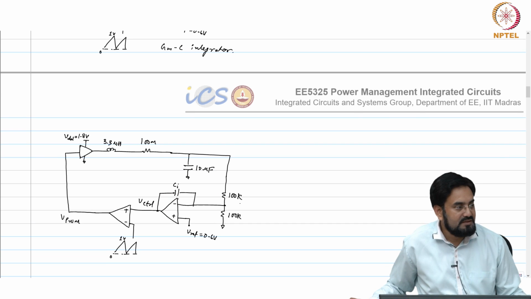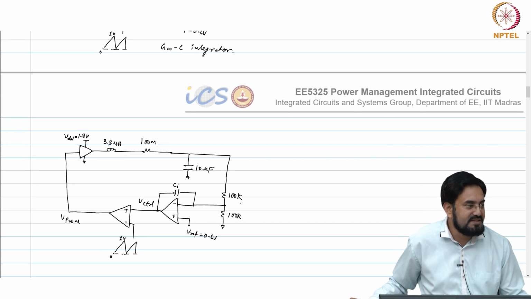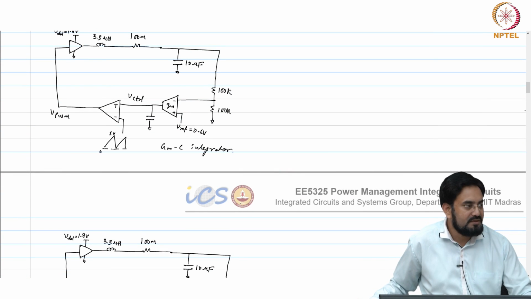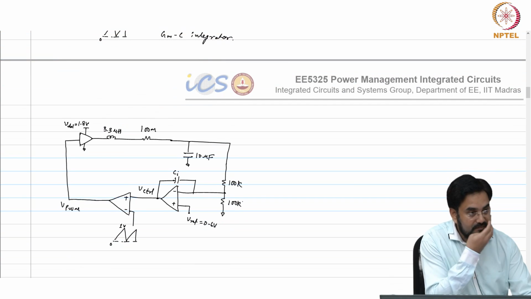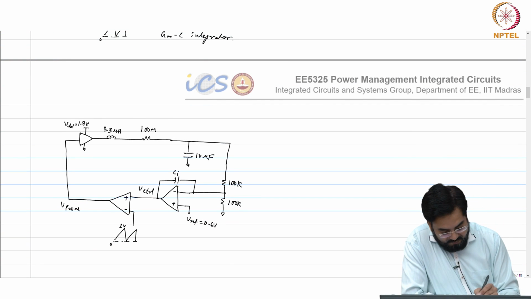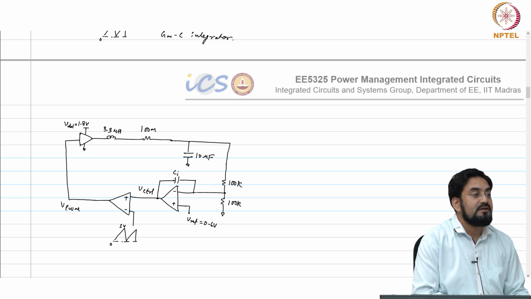So GM by C is 1 over RC here. R is 100K, GM was 10 micro. So if you go with the formula GM by C equal to 1 over RC, then your CI will be the same. Okay, but will it be the same? It is around high negative. Sorry? What?